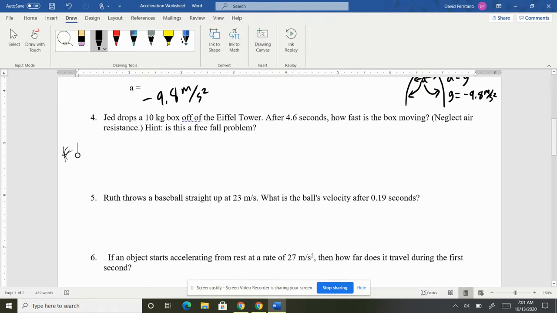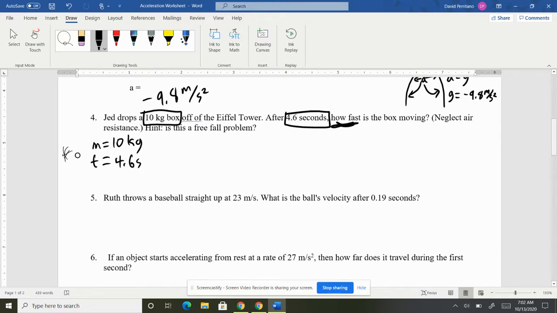Yeah, it is. Okay, so we're being given a 10 kilogram box, 4.6 seconds. We want to know how fast is it going. I like to write a list of what I'm being given at the beginning of any specific problem. So for example, we're being given a mass, which is actually the letter M, of 10 kilograms. And we're being given a time of 4.6 seconds.